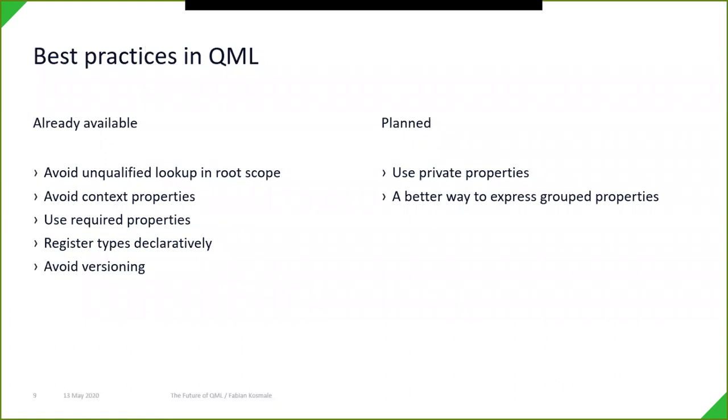So what are the best practices in QML? Already now you can avoid unqualified lookups in the root scope. You can avoid context properties. You can now, with 5.15, use required properties. You can declare your types declaratively. And if you do that, you can avoid versioning. Furthermore, we plan to add support for private properties and to have a better way to express group properties. In the remainder of this talk, I will show you exactly why these are best practices and how you can achieve them.